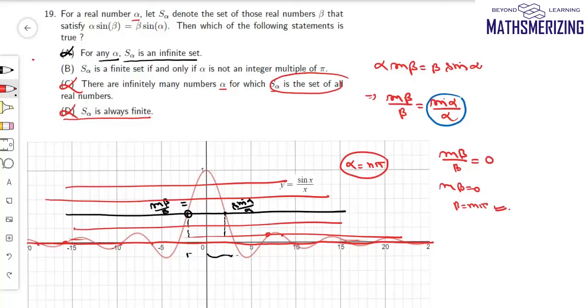Now what about option B? It says S alpha is a finite set if and only if alpha is not an integer multiple of pi. If it is an integer multiple of pi, then it will intersect this graph at infinite points, and for all other values of alpha, the number of points of intersection will always be finite. So that means option number B is a correct option.